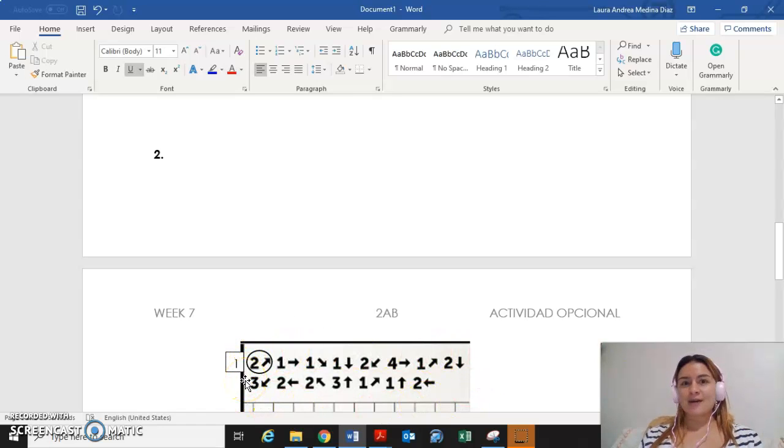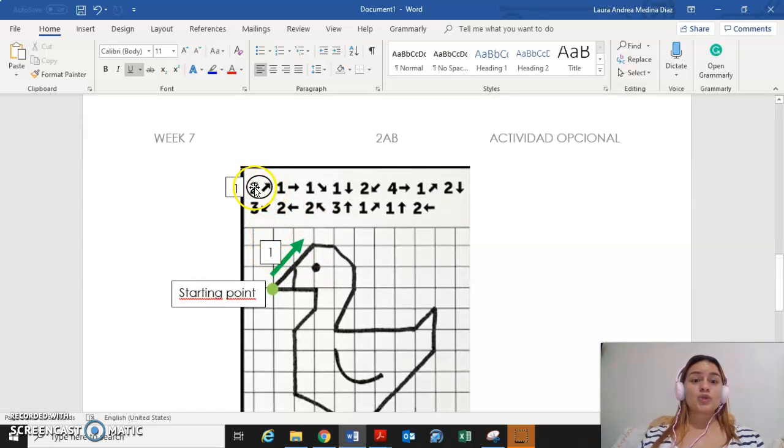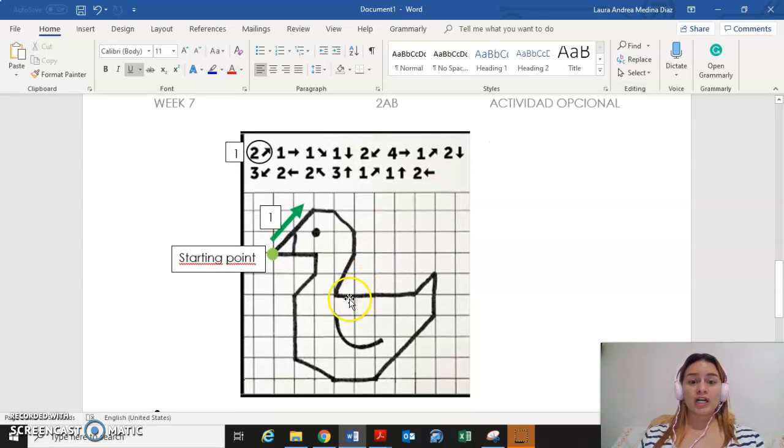This time, I'm not going to show you the directions. I'm going to say the directions and you are going to draw the picture. So, I'm going to say the directions to draw the dog because this is the example.